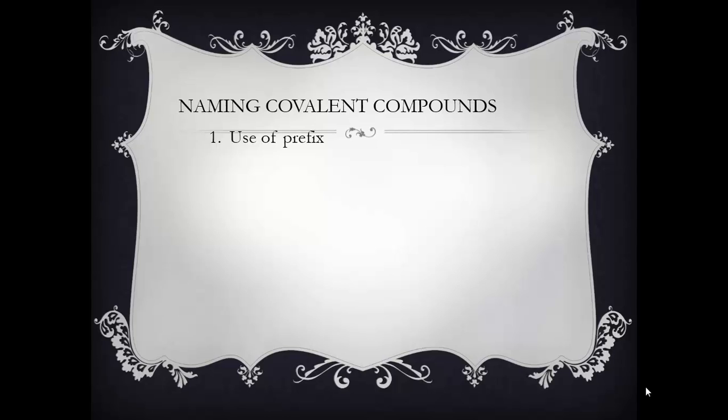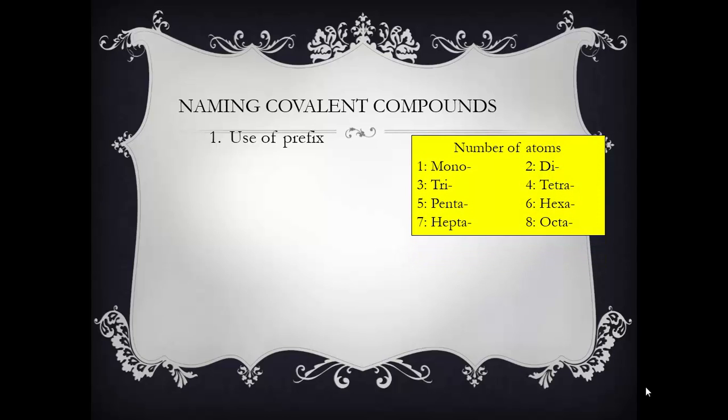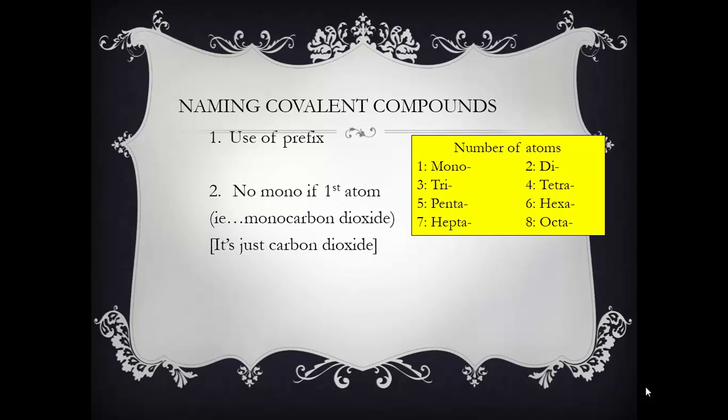So in covalent compounds, you use a prefix: mono, di, tri, tetra, penta, hexa, hepta, octa, nona, deca, and so forth. No mono if it's the first atom. So mono carbon dioxide is not true. You would just say carbon dioxide, even though there's only one carbon. And the periodic table, there's no need to look at it unless you need to spell something. There's no drop and swap, so the ions do not matter, or where they are.